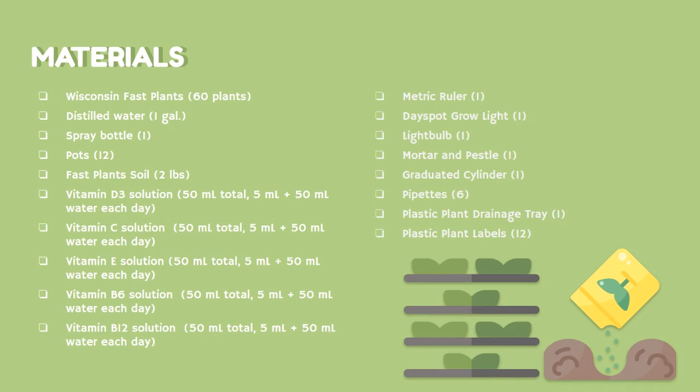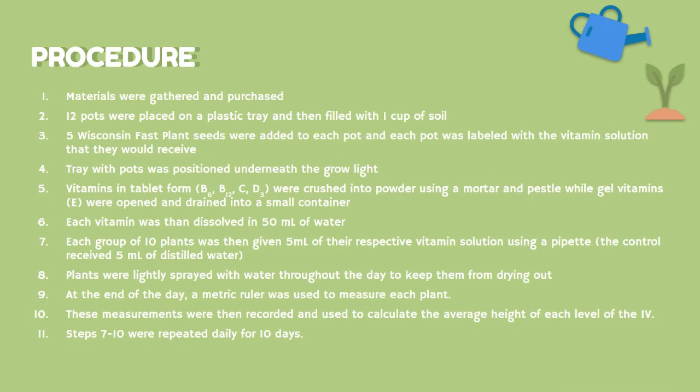The materials in the experiment were 60 Wisconsin fast plants, meaning there were 10 trials per level of the IV. The distilled water served as a control in this experiment. Each vitamin solution was composed of 5 milliliters of the vitamin dissolved in 50 milliliters of water. I also used a metric ruler, a light bulb, a mortar and pestle, a graduated cylinder, pipettes, a tray, and plant labels. In this experiment, the first materials were gathered and purchased.